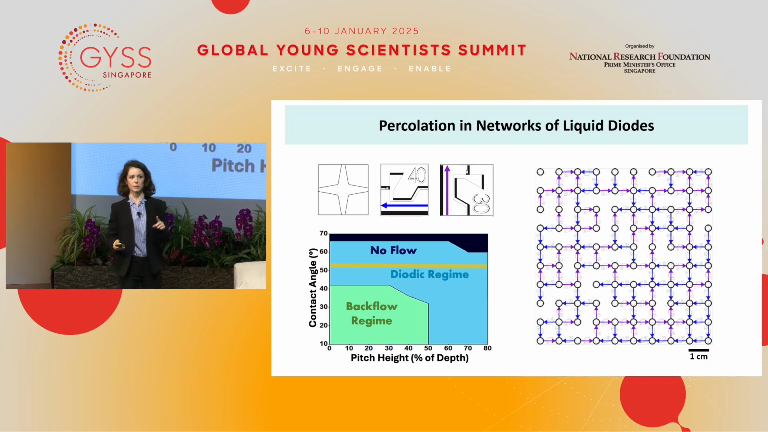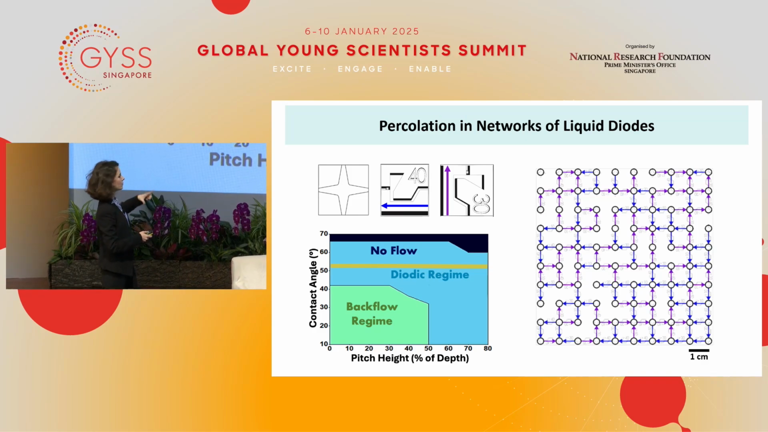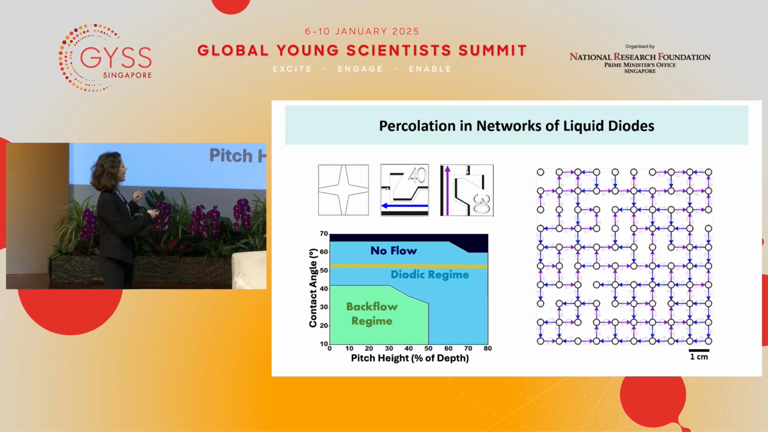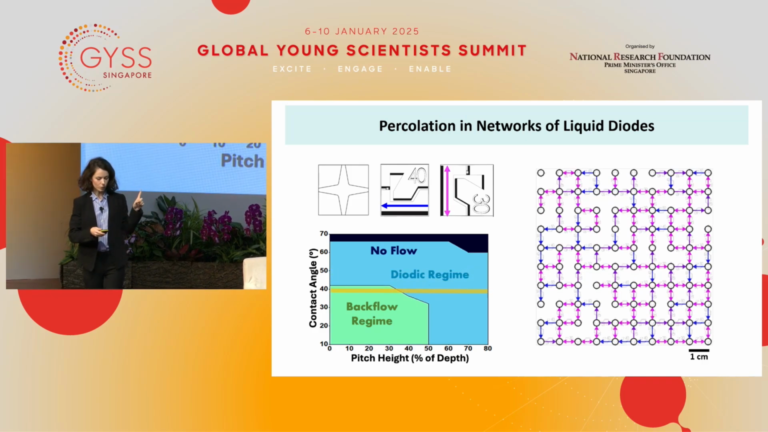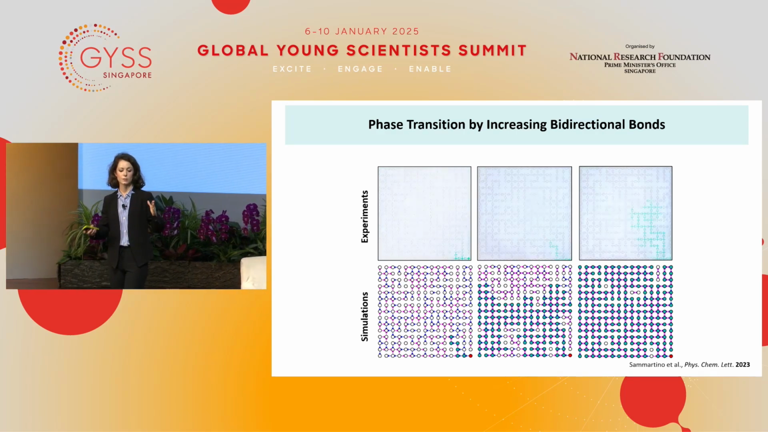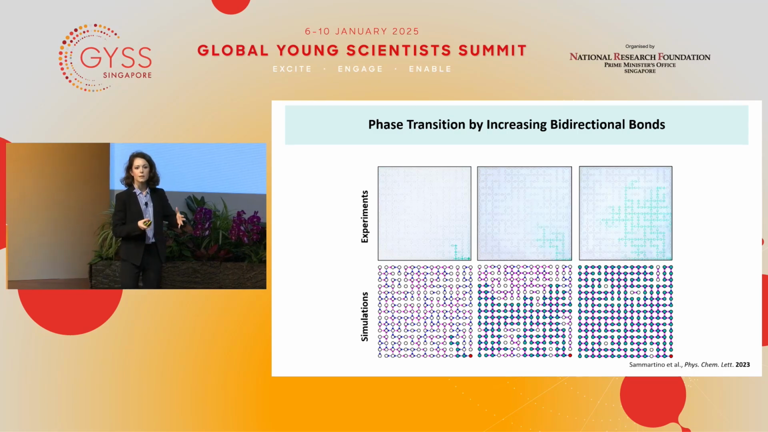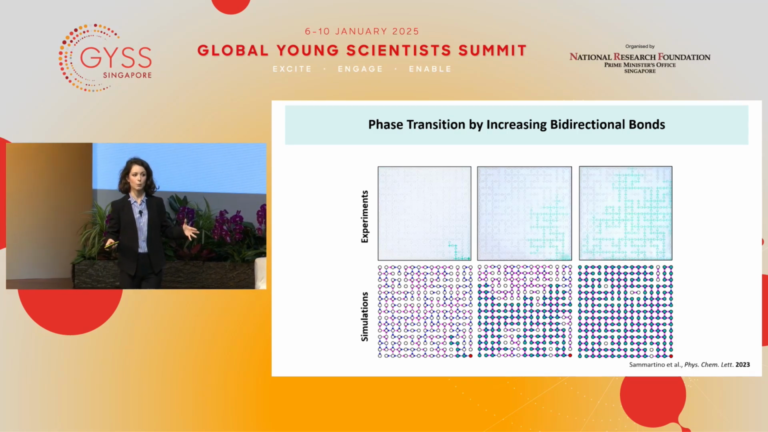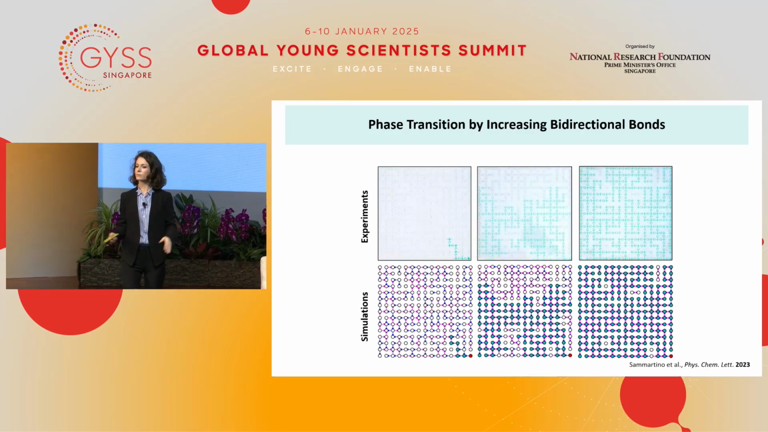But if we decrease the surface tension of the liquid, then a fraction of these connections will switch behavior from diodic to bidirectional according to the phase diagram, depending on the height of the pitch, and we get this kind of a lattice. And so, by increasing the number of bidirectional connections, by changing the liquid, we actually see a phase transition in the same sample, and we can visualize experimentally a mathematical model.